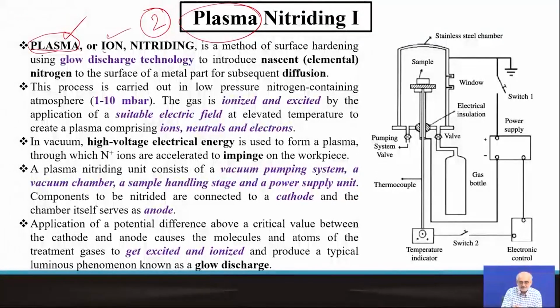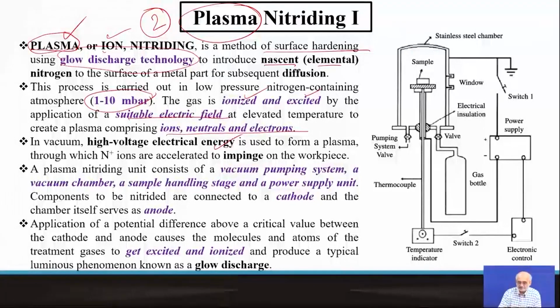Plasma or ion nitriding is a method of surface hardening, and the creation of plasma is through a glow discharge mechanism, which creates this nascent or elemental form of nitrogen ready for diffusion and reaction. So first we have to create a low pressure region, lower than atmospheric pressure. That means we go through an evacuation process. At low pressure, we apply electrical discharge or cause very high temperature for the gas species to get ionized and excited, usually by application of an electric potential difference, and then we create this plasma.